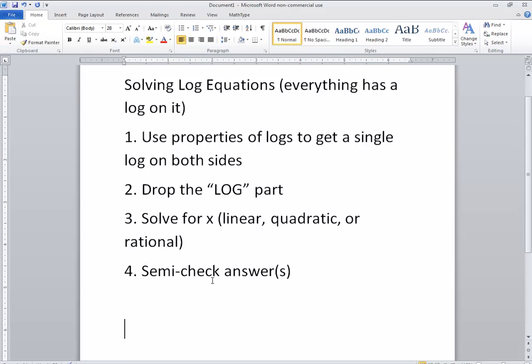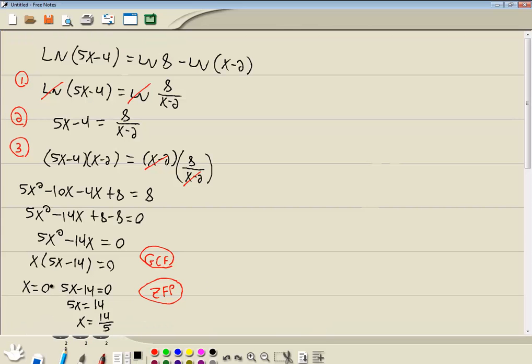Because remember, step 4 says semi-check your answers. We need to plug these back in, make sure they do not cause any log of 0 or log of a negative number. If I put 0 right here, I get 5 times 0, which is 0, minus 4 is negative 4. So we'd have log of a negative number. So that one doesn't work. So that one drops away.